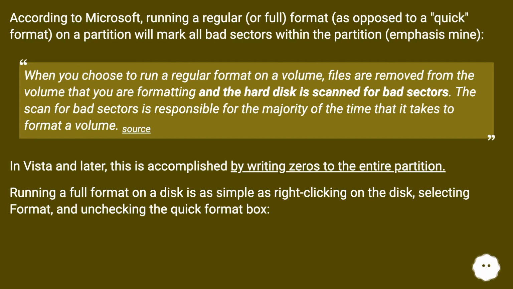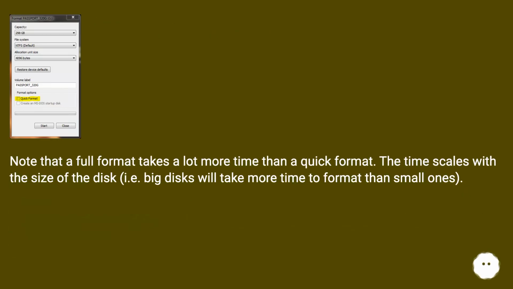Running a full format on a disk is as simple as right-clicking on the disk, selecting Format, and unchecking the Quick Format box. Note that a full format takes a lot more time than a quick format. The time scales with the size of the disk, i.e. big disks will take more time to format than small ones.